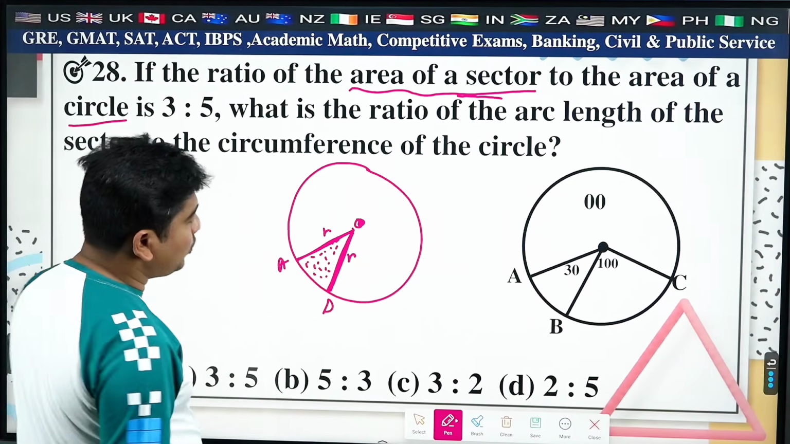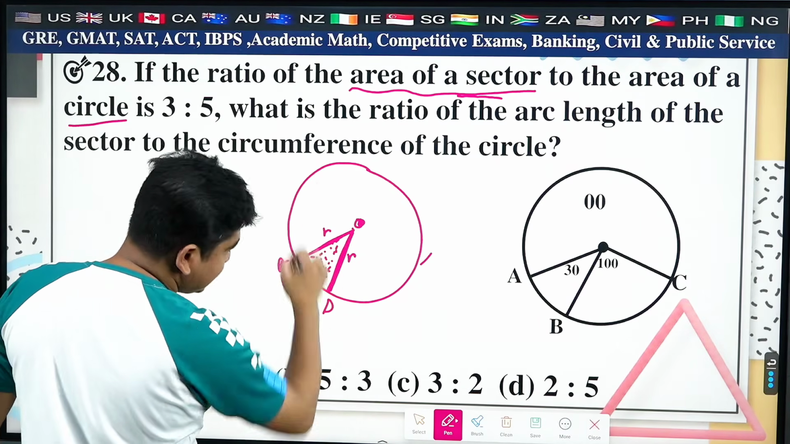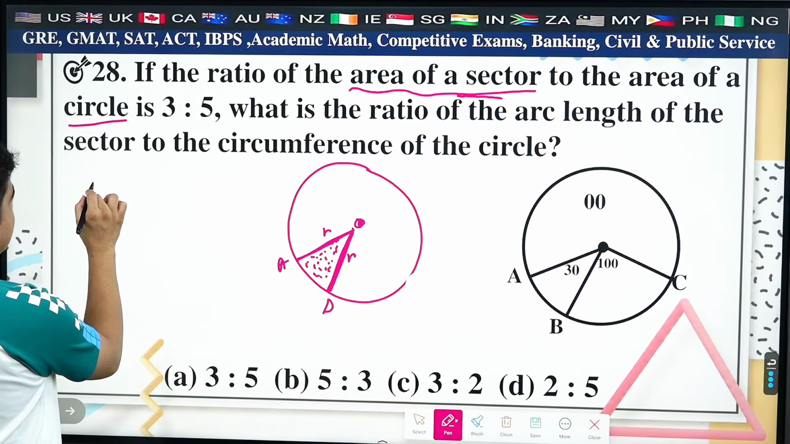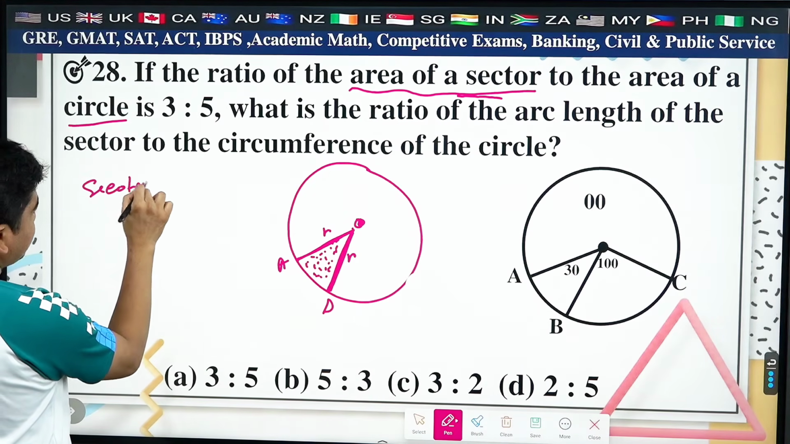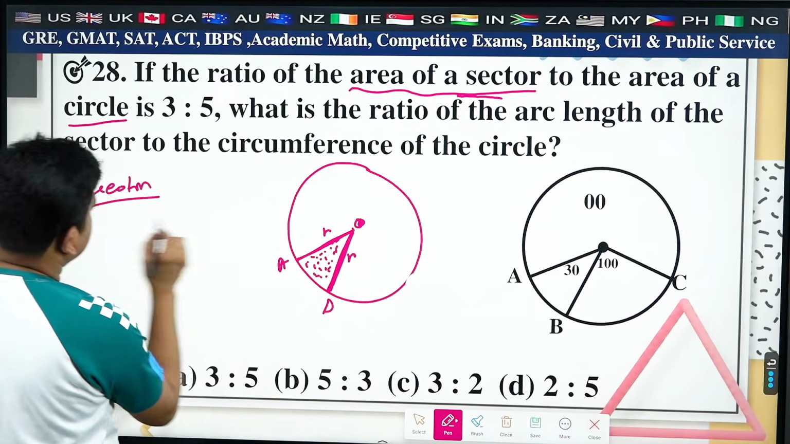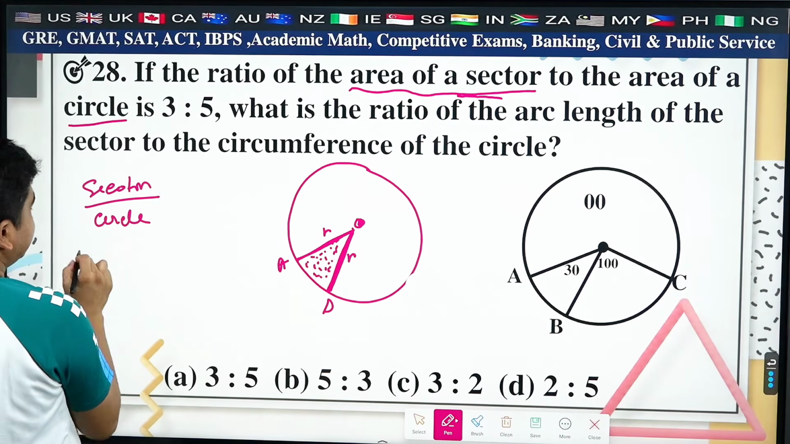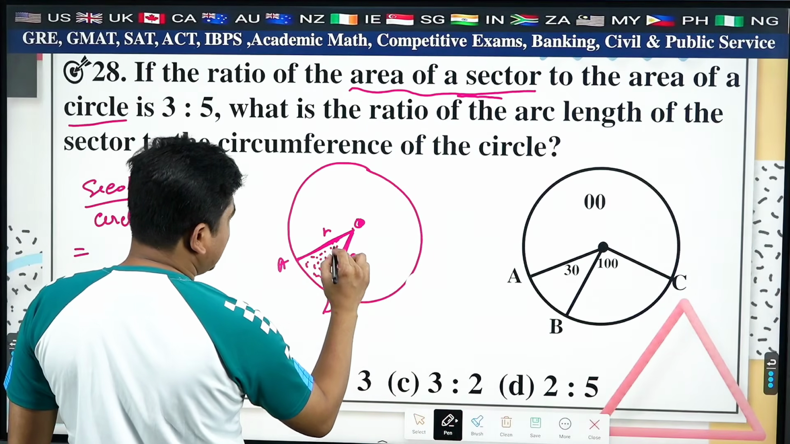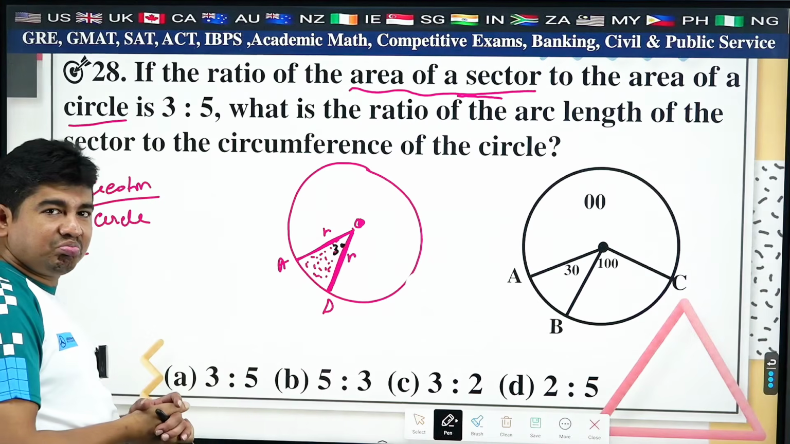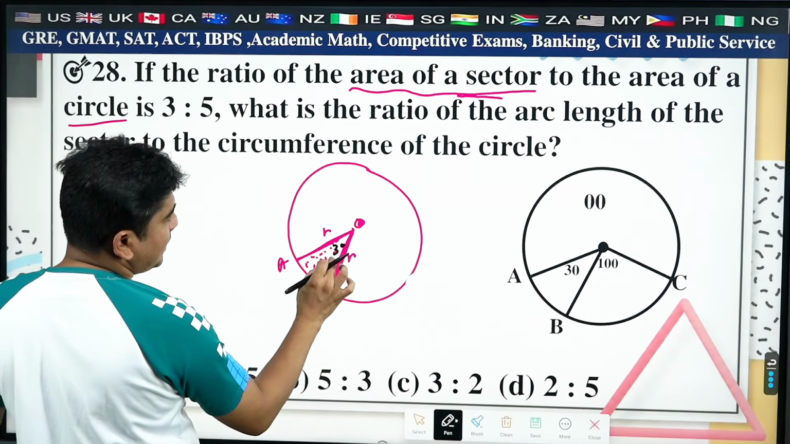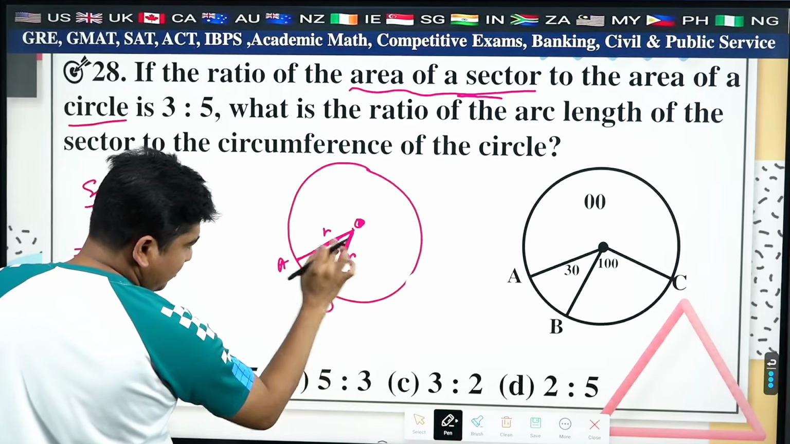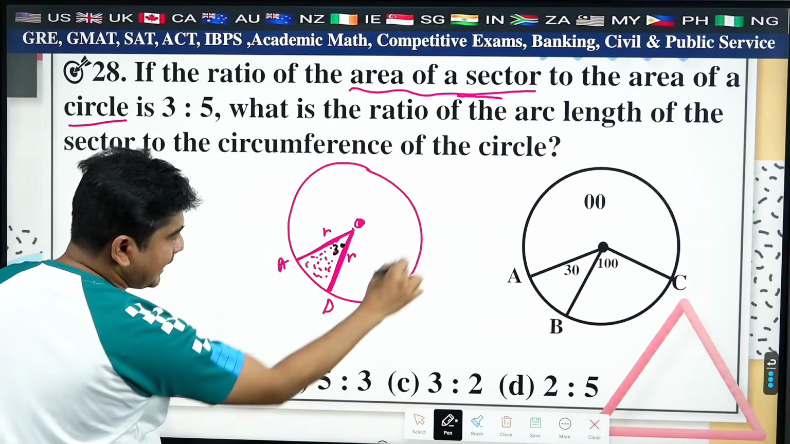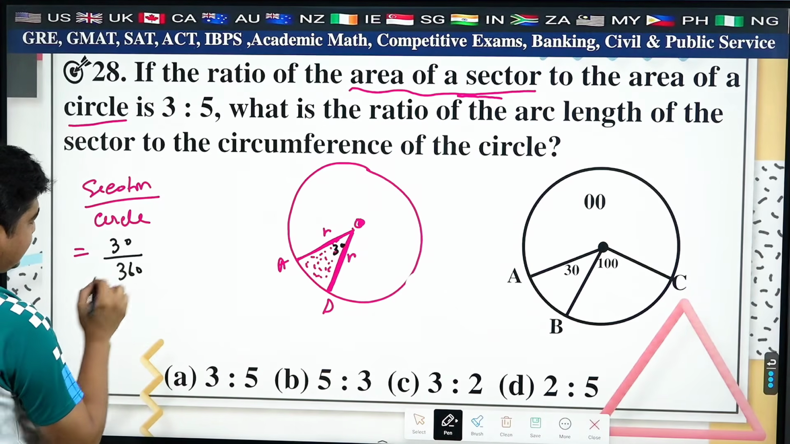If you make comparison with this sector and this circle, suppose we will compare the sector divided by circle. Sector and circle we will compare. Suppose this angle is 30 degree. So, the angle of this sector equals 30 degree divided by the angle of this circle, 360 degree.